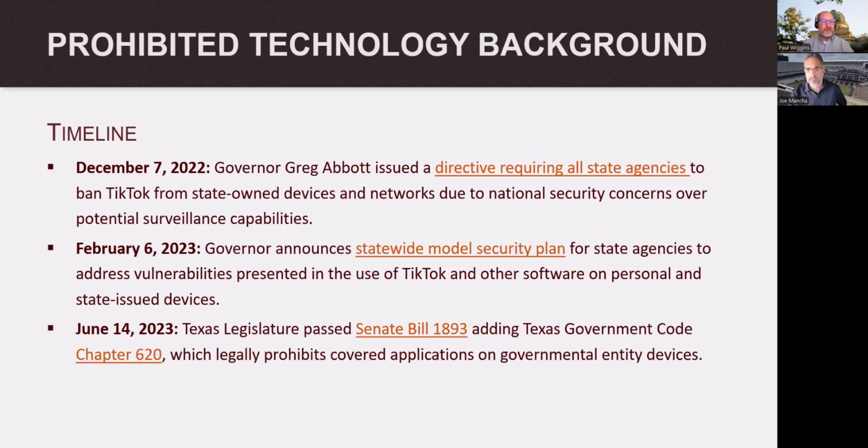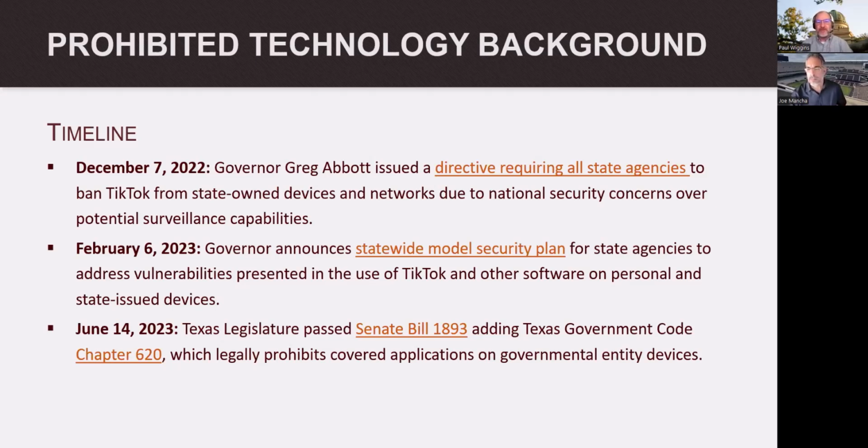And then in February, the governor announced the statewide model security plan for state agencies to address vulnerabilities presented by the use of TikTok and other software on personal and state-issued devices. That plan had 5 different objectives in it. The first objective was to prohibit the download and use of prohibited technologies on state-issued devices.